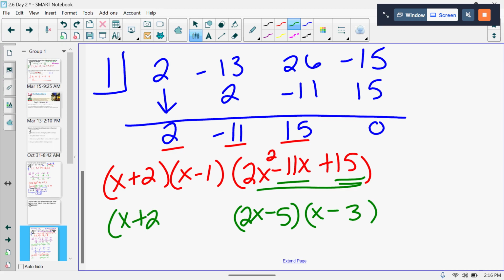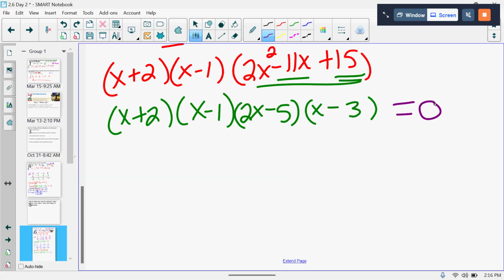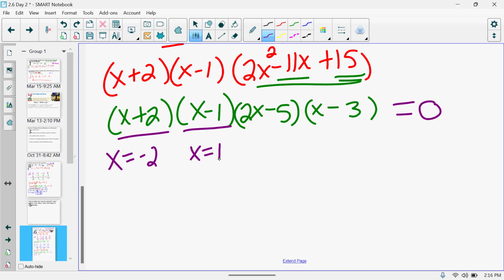Don't forget the factors we already found earlier. So this is now the complete factorization, but we're supposed to find the zeros. We can do that easily now that it's in factored form. Look at the first factor. X would have to be -2 because -2 plus 2 is 0. Look at the second factor. X would have to be 1. We already got those two answers earlier.